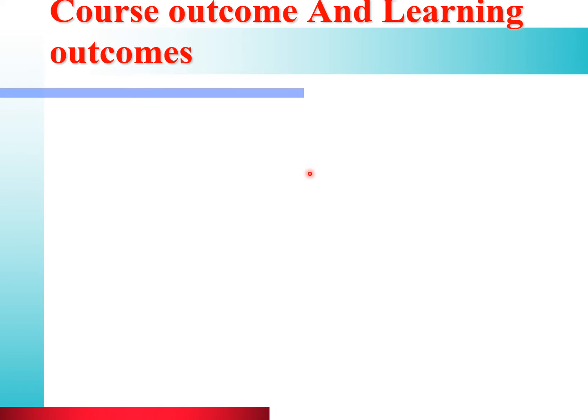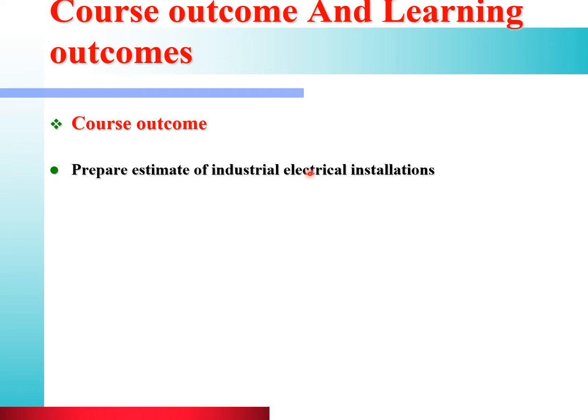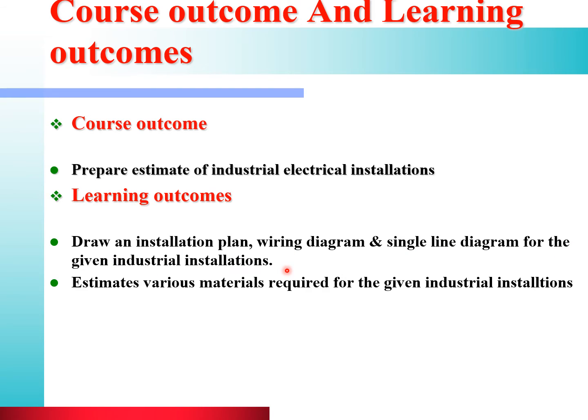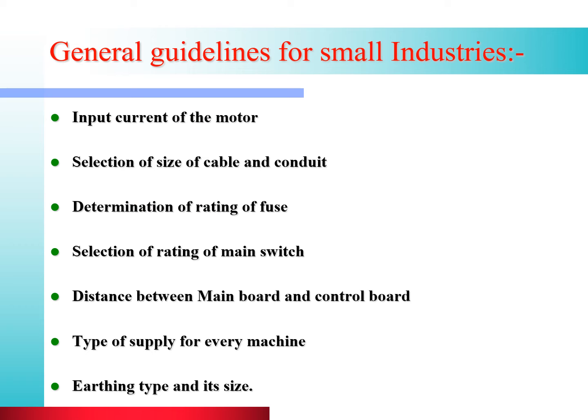Course outcome and learning outcome. Course outcome: prepare estimates of industrial electrical installation. Learning outcome: draw an installation plan, wiring diagram and single line diagram for the given industrial installation, and estimate various materials required for the given industrial installation.